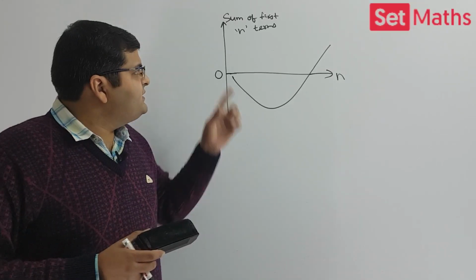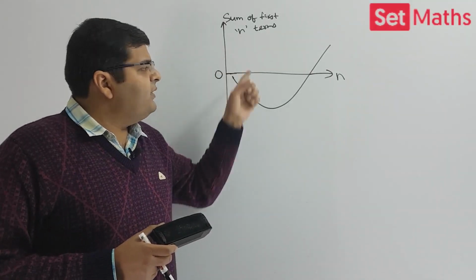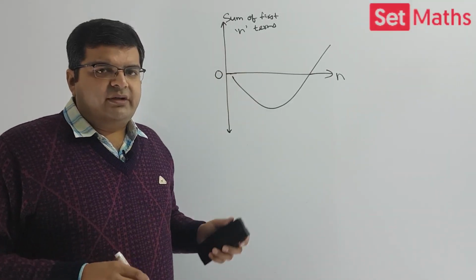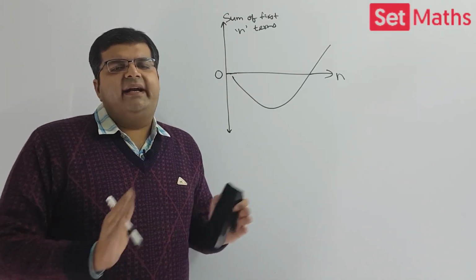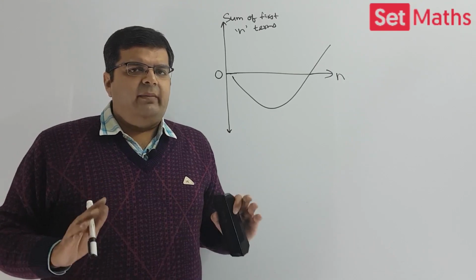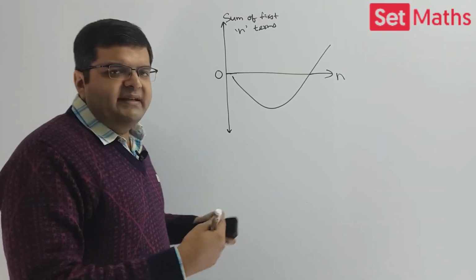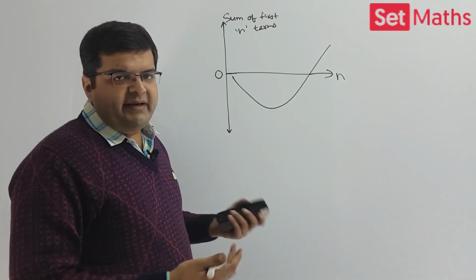Here we see the graph for the sum of the first n terms of an arithmetic progression. We need to find the signs of a and d, where a is the first term and d is the common difference, because that is given in the options. We have to find the correct option.